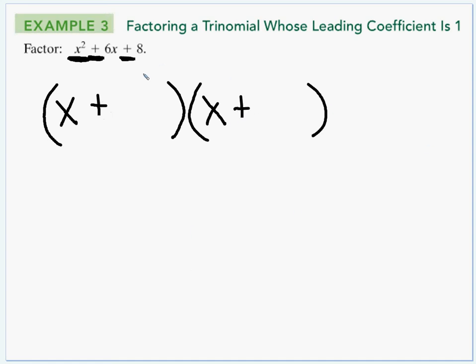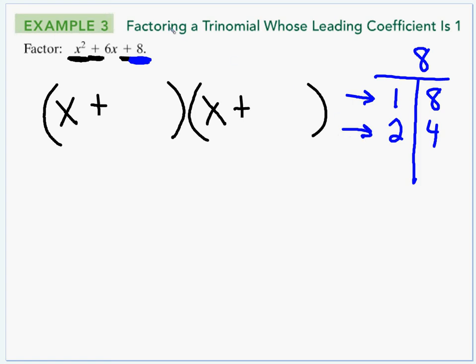Now at the end here, our c value is 8. So if we think about what factors are buried in 8? Well, 1 times 8 is 8. 2 times 4 is 8. 3 doesn't work, and then we get back to 4, so it's just this one reversed. So I want to look across these rows, and I want two numbers that add up to 6. Well, 1 plus 8 is 9. 2 plus 4 is 6. That's our middle term, 2 and 4.